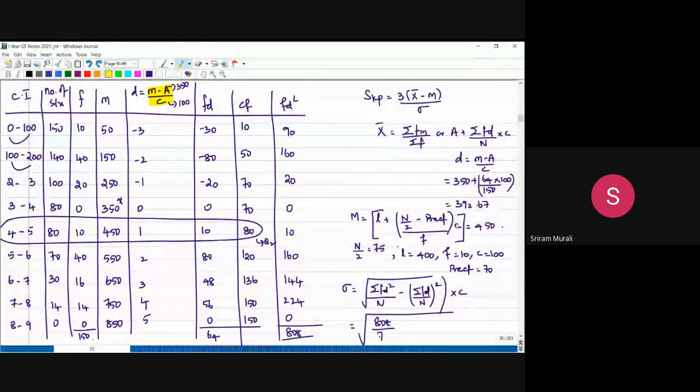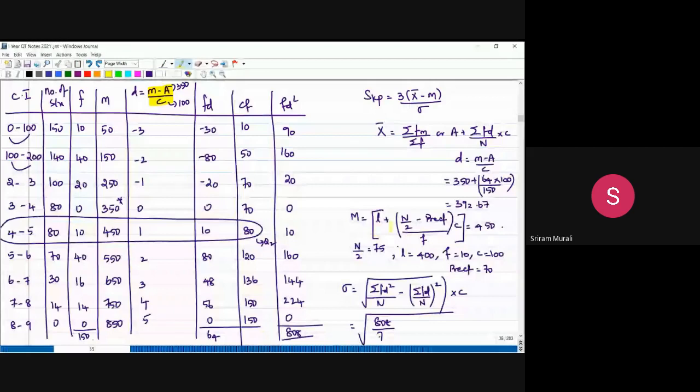In the same way, find the median. For the median, what is the requirement? CF. Having found the frequency, what can be the cumulative frequency? This will be 10, plus 40 is 50, plus 20 is 70, plus 0 is 70, plus 10 is 80, plus 40 is 120. So like that, compute CF.